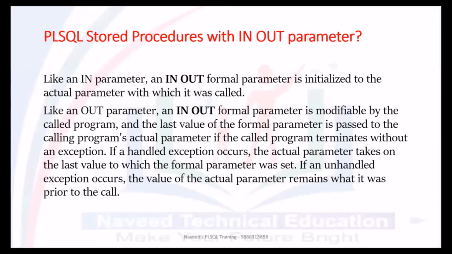Now let's see about the in out parameter. Like an in parameter, an in out formal parameter is initialized to the actual parameter with which it was called. Like an out parameter, an in out formal parameter is modifiable by the called program, and the last value of the formal parameter is passed to the calling program's actual parameter if the called program terminates without an exception. If a handled exception occurs, the actual parameter takes on the last value to which the formal parameter was set. If an unhandled exception occurs, the value of the actual parameter remains what it was prior to the call.